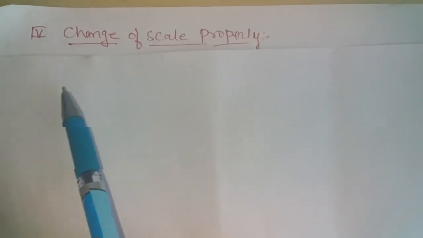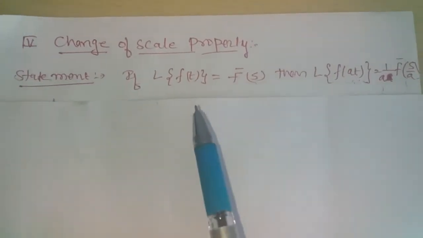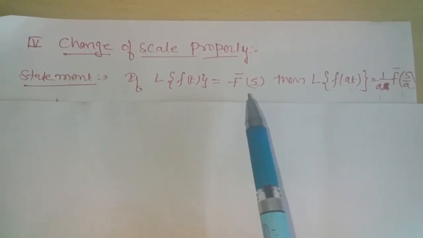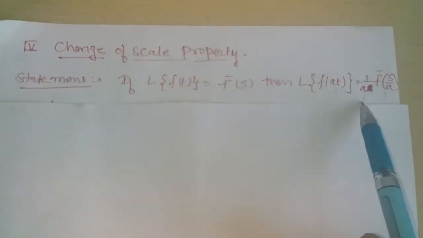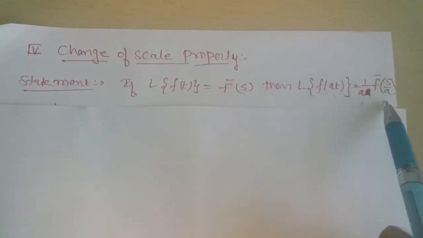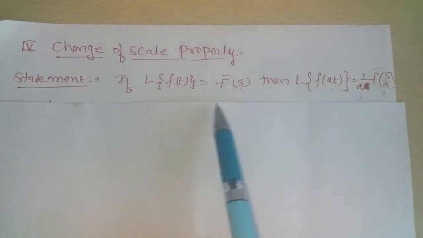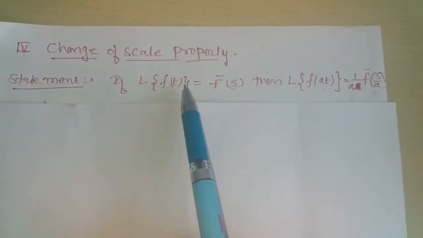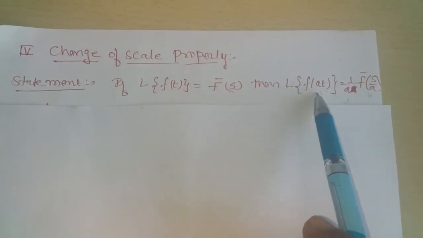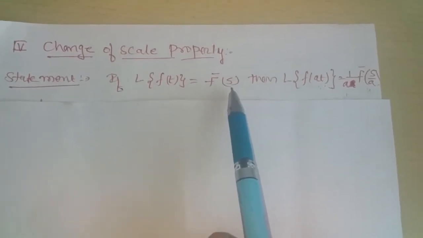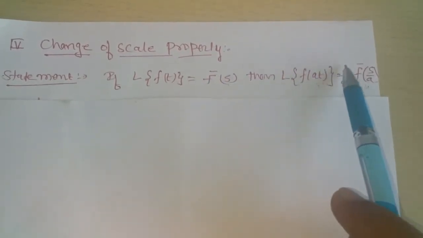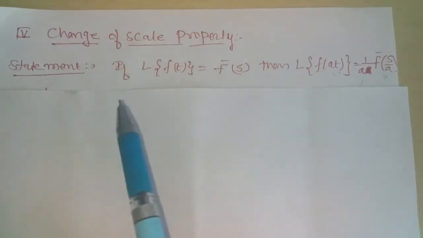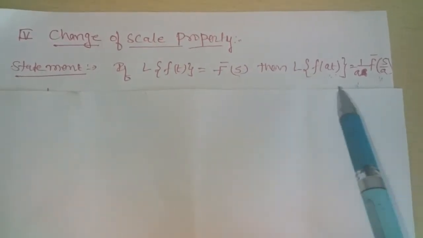Next property is the change of scale property, which states that if the Laplace transform of f(t) is F̄(s), then the Laplace transform of f(at) is (1/a) F̄(s/a). That is, if we change the scale of the function f(t) by a, then the Laplace transform of f(at) can be obtained by replacing s by s/a in the F̄ function, and then multiplying it by 1/a. So this is the change of scale property.